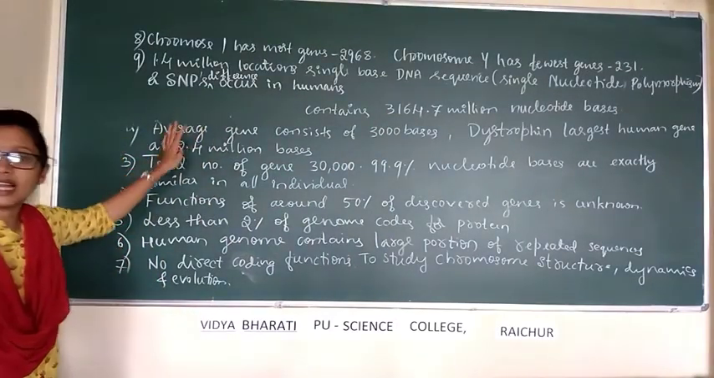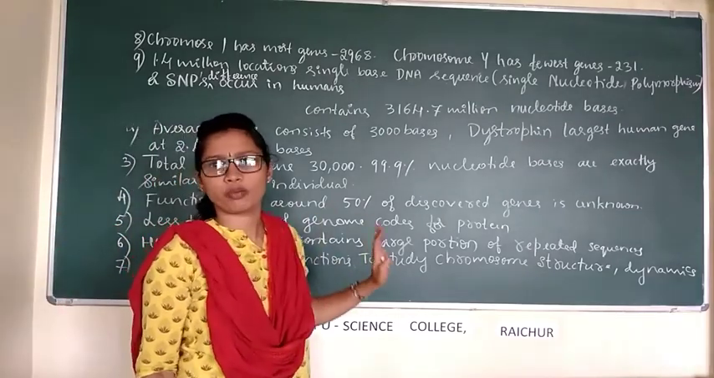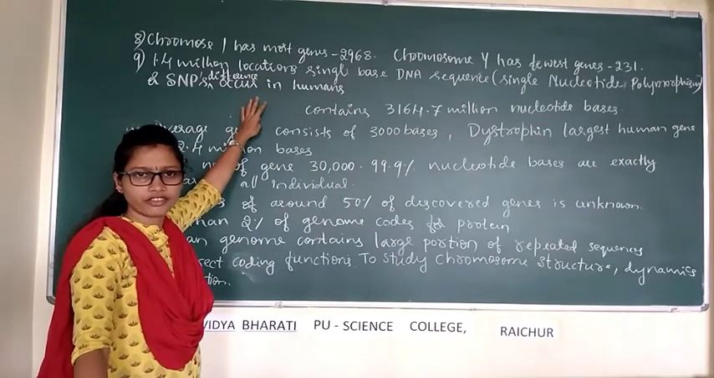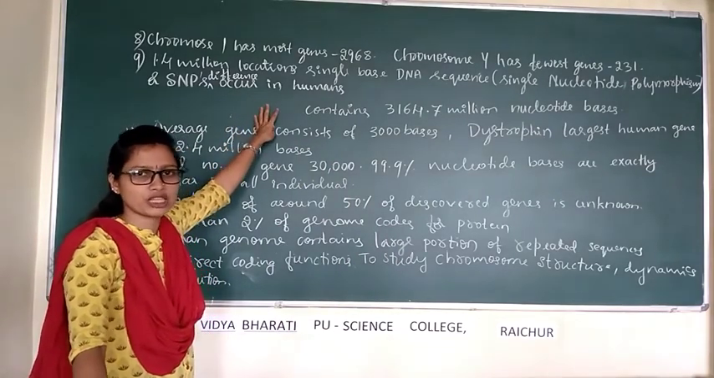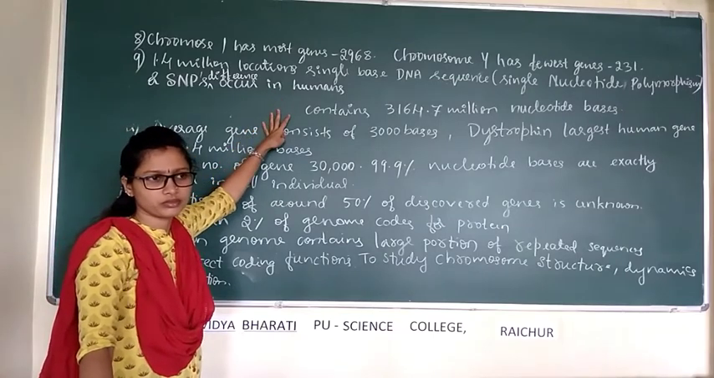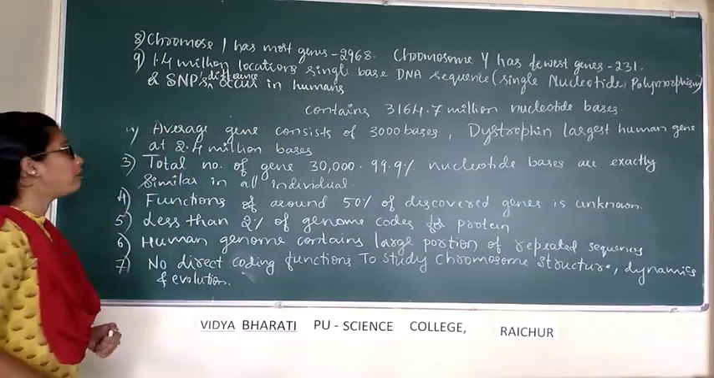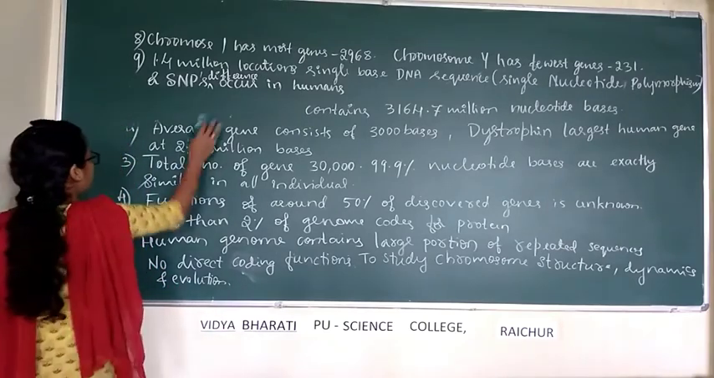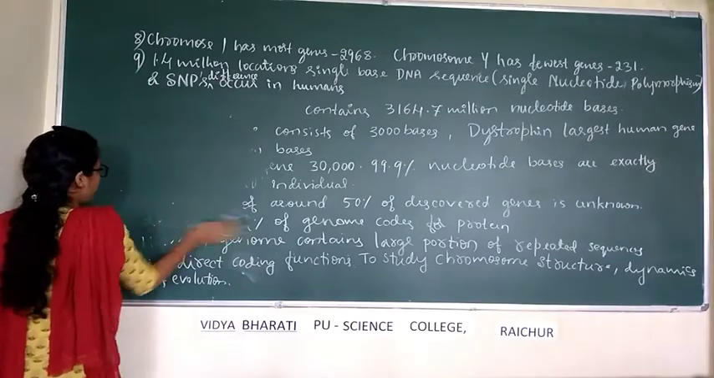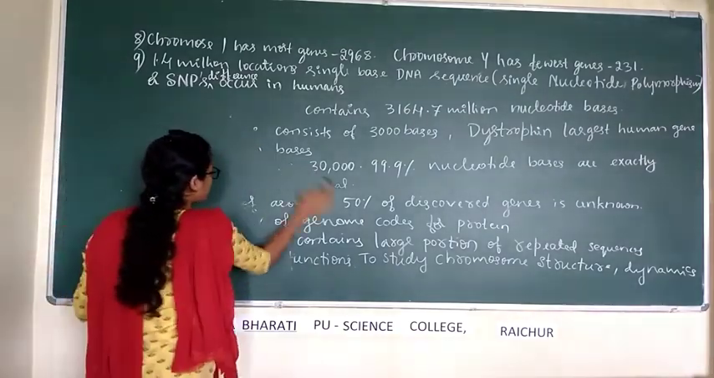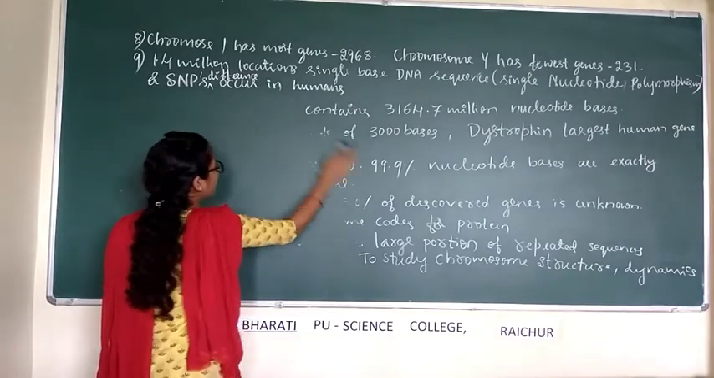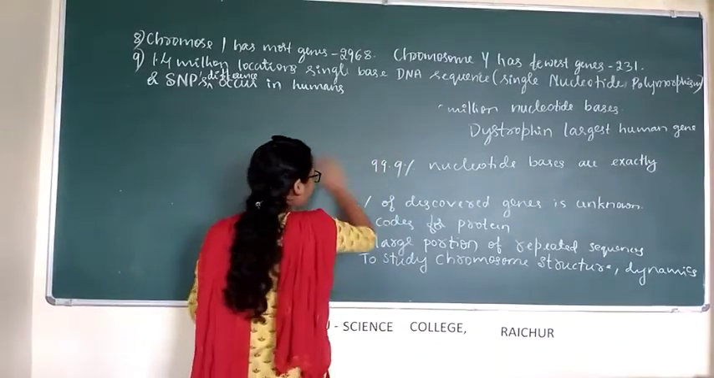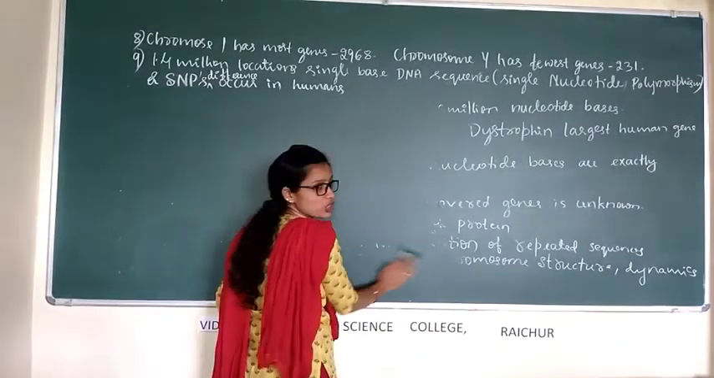These are the salient features of the Human Genome Project. It is very, very important for 5 marks. Next one is applications and future challenges of the Human Genome Project. This is also important. They may ask the salient features and the applications and future challenges of the Human Genome Project for 5 marks.